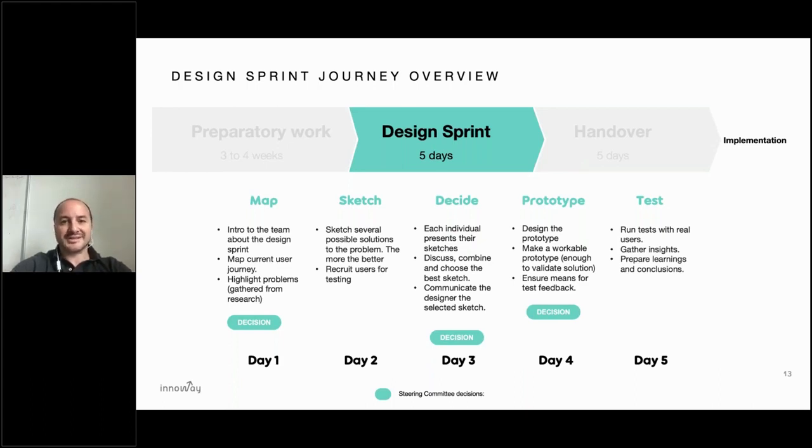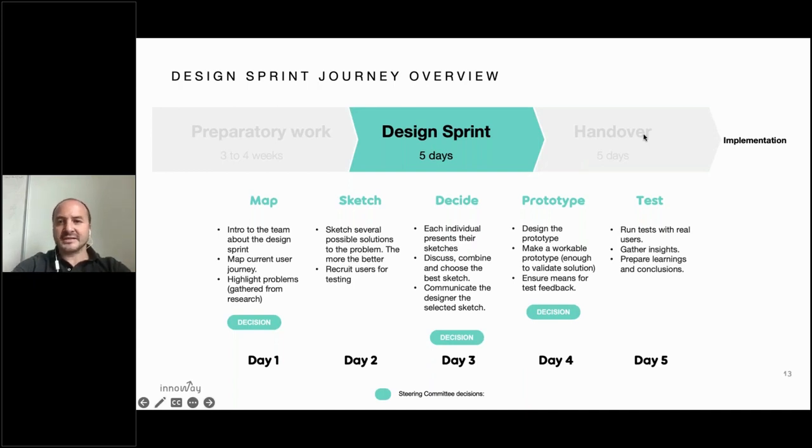Then day two is about sketching. So all the design sprint team members will have the opportunity to design their own solution for the problem that is being defined. Day three is focused on putting together the best ideas coming out of those sketches and deciding what is going to be the solution to be prototyped on day four. Day four is about prototyping. We use the help of designers to make sure that we cover everything and in a quality enough to test it. Finally, day five is testing with the clients or customers.